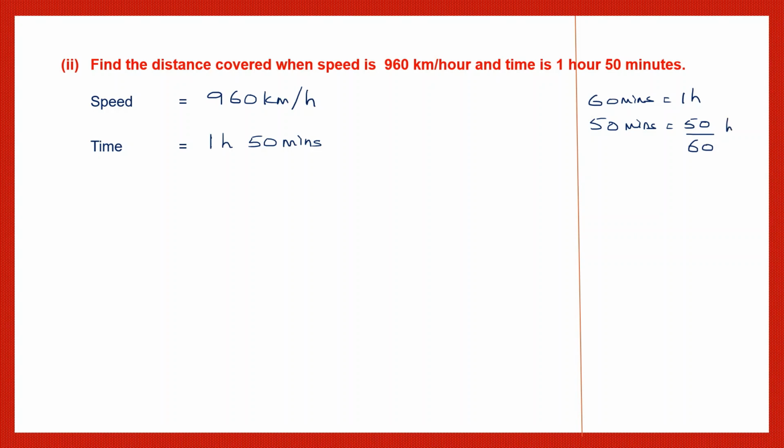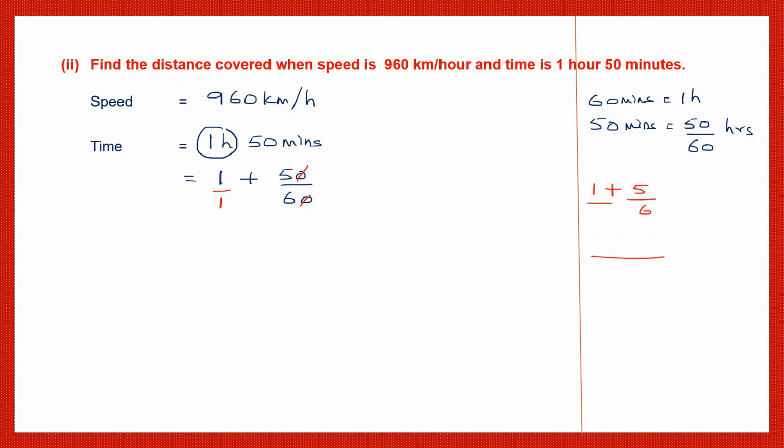So this will be 1 plus 50 by 60 hours, because it's 1 hour. 50 by 60, I can cancel this and I get 5 by 6. Now I need to work out this one. 1 plus 5 by 6.